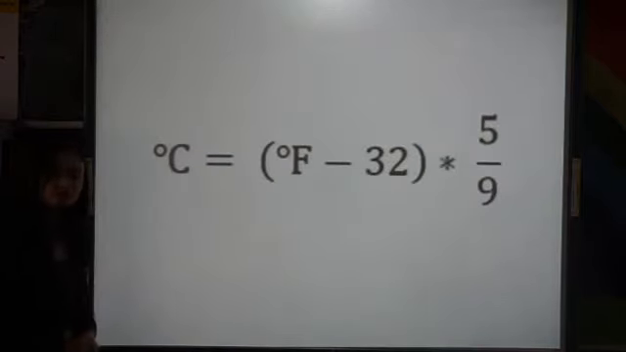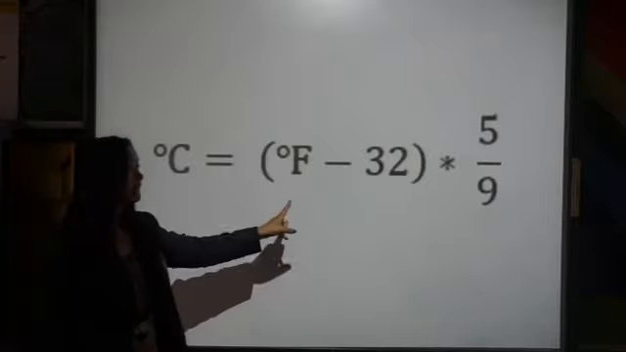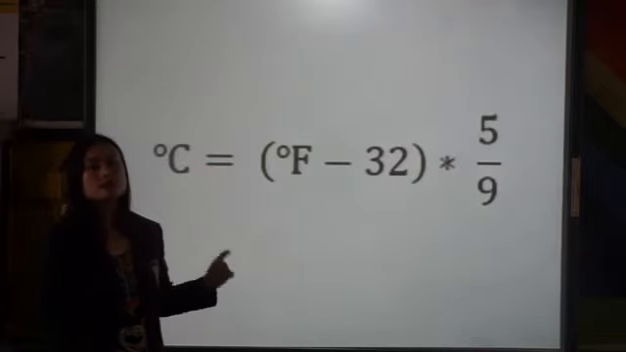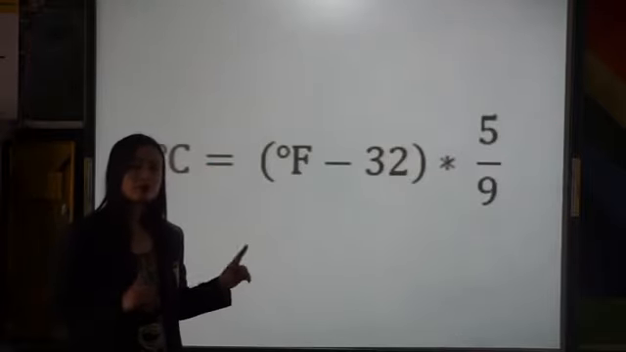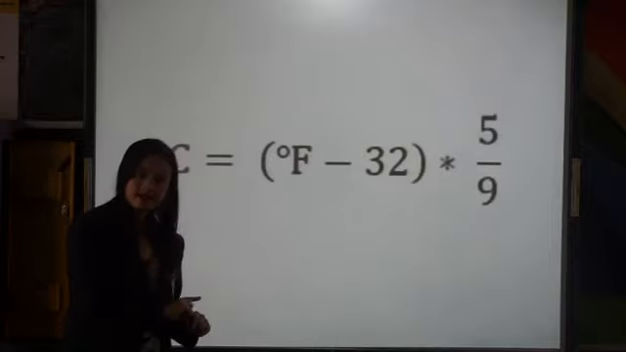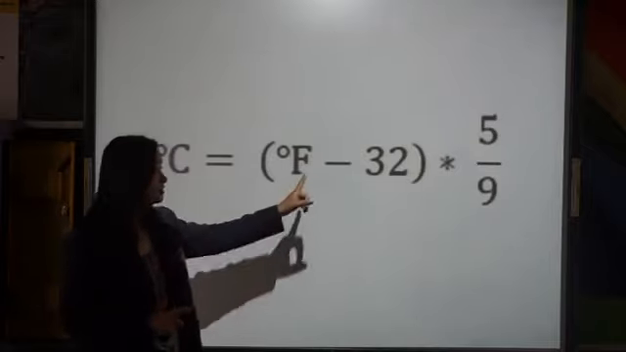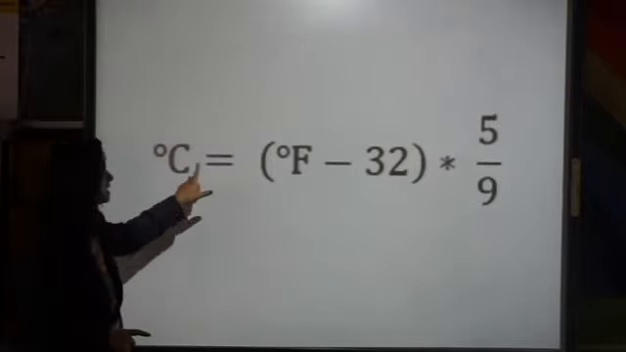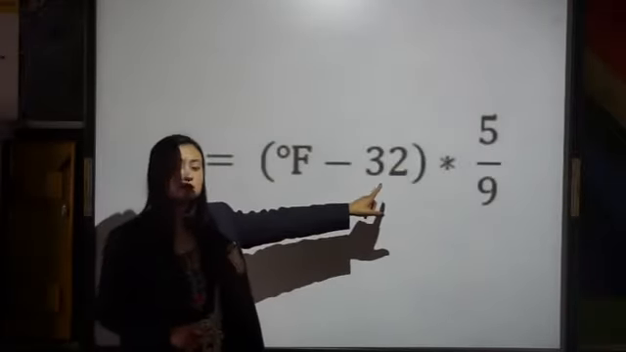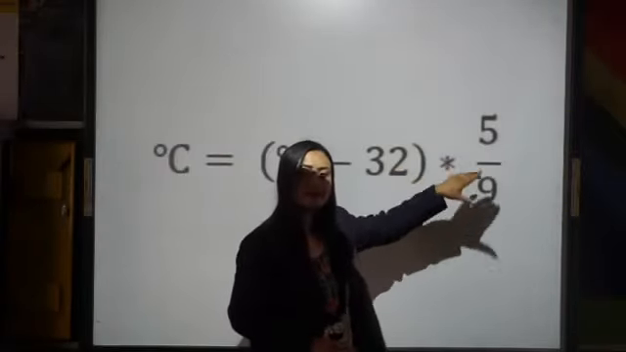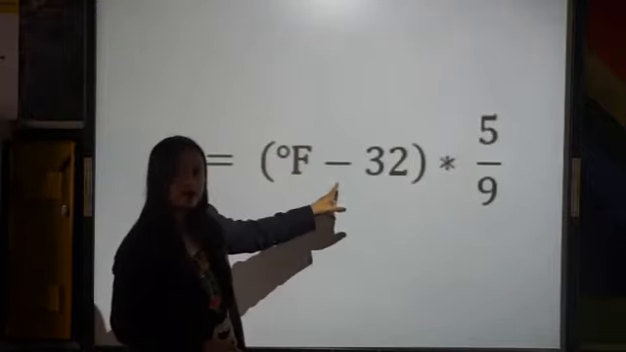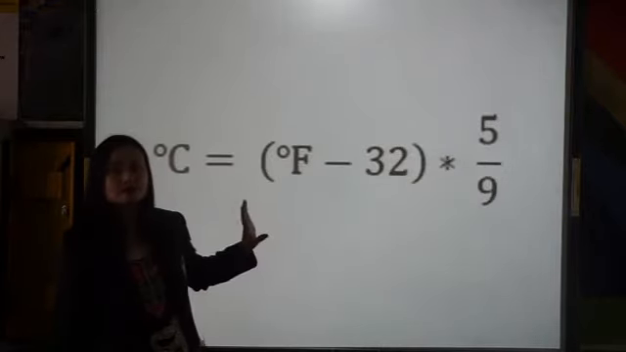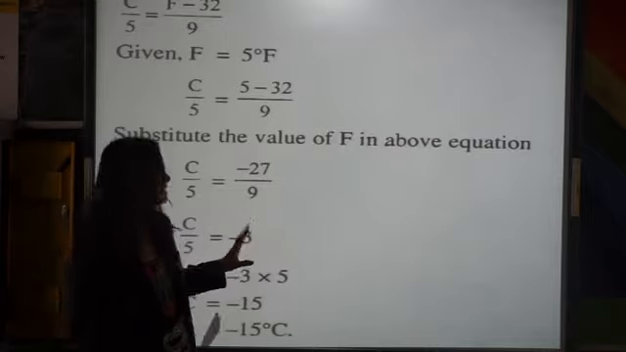Now, if we have to convert Fahrenheit to Celsius, in the first one, what did we do? We converted Celsius to Fahrenheit. Now we'll do just the opposite. We'll convert Fahrenheit into Celsius, and this is the relation: C equals F minus 32, into 5 by 9. F minus 32 into 5 by 9. And when you are solving this, please make sure that you follow the BODMAS rule.